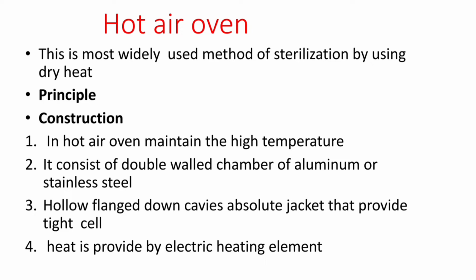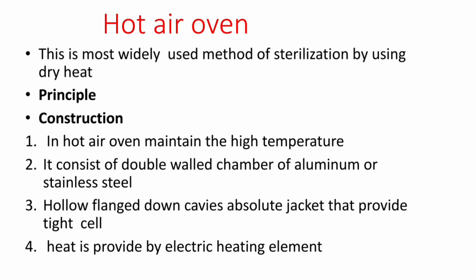The principle of the hot air oven is that heat is transferred from the source to the load by way of convection, conduction and radiation. The killing of microorganisms by heat is a function of the time-temperature combination used. If the temperature is increased, then the time required for killing all bacteria will be decreased. Then we see construction of the hot air oven.